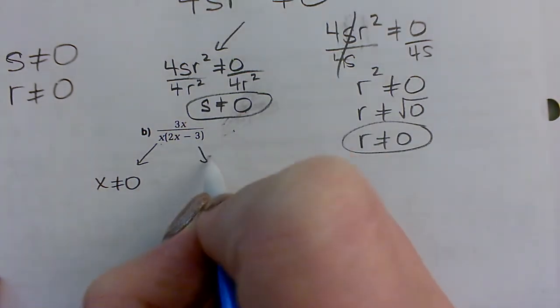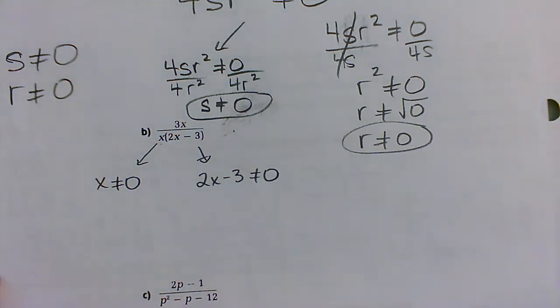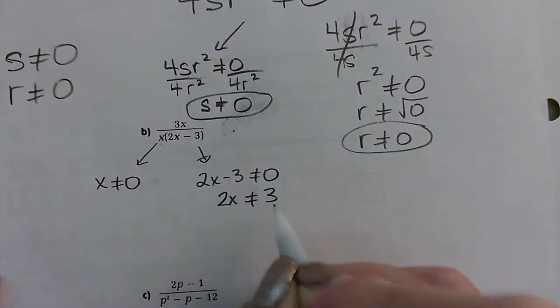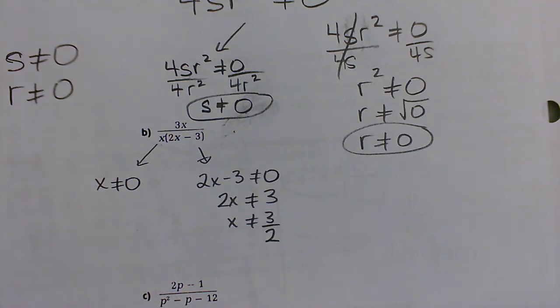And the other one is going to be 2x minus 3 not equal to 0. 2x cannot equal 3. So therefore x cannot equal 3 over 2, which is essentially 1.5, right? I'm going to leave it as a fraction, but just be aware. So if I graph this one, there would be an asymptote at 0, and there would be an asymptote at 1.5.